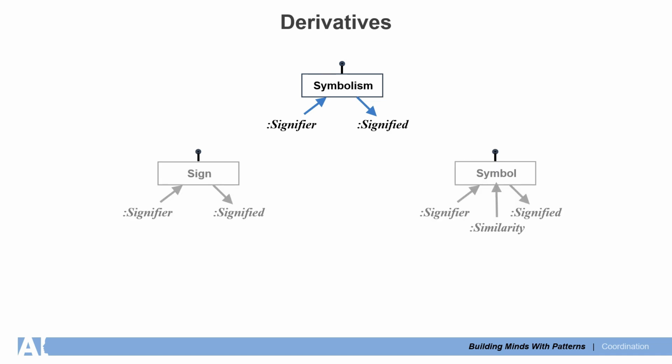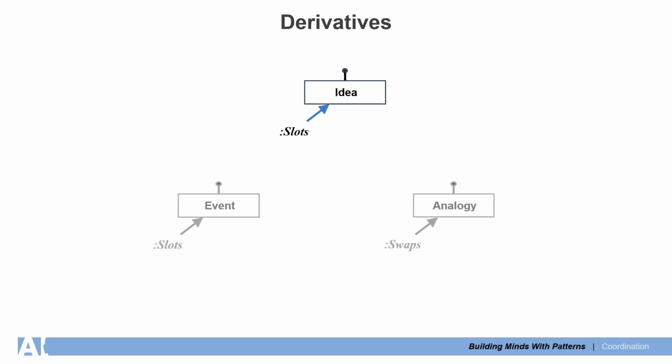A sign is a symbolism where the signifier does not resemble the signified. A symbol is a symbolism where the signifier shares common features with the signified. Signs are communicated through language. Metaphors state that the signifier and signified can be directly substituted because of a similarity. Similes, or analogs, merely assert that two things have a similarity. Events are derived from an idea. An analogy is a list of substitutions.